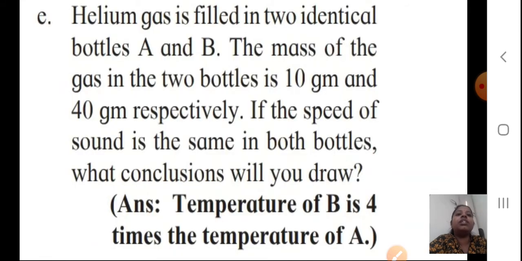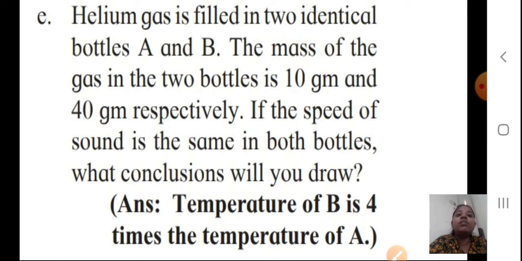Okay, so we'll proceed. Next you have the E sum, that is: helium gas is filled in two identical bottles A and B. The mass of the gas in the two bottles is 10 grams and 40 grams respectively. So helium gas now we have. First we had hydrogen gas, same type of sum. Now you have helium gas which is also filled in identical bottles, A and B respectively. The mass of the gas in the two bottles is 10 grams and 40 grams respectively.